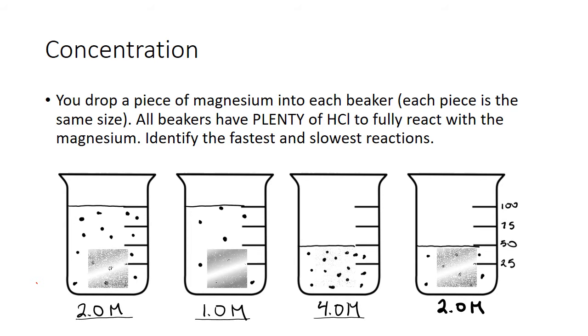So 4 molar disappeared first. The 2 molars went next. And then the 1 molar is taking longer. This is the lowest concentration, right? So we had the 4 molar went fastest. This one went slowest. And then the 2 molars were the same. It doesn't really matter that you have more of the 2 molar here and over here, they're still going to go about the same rate because 2 molar is 2 molar.